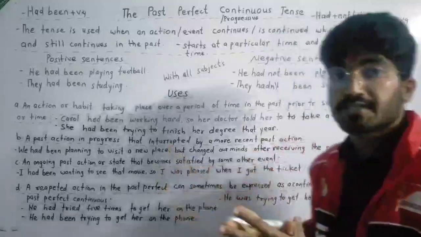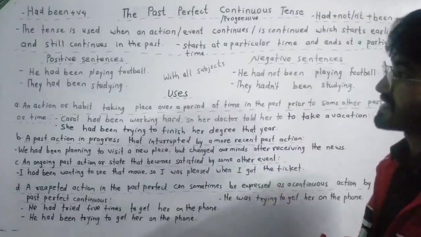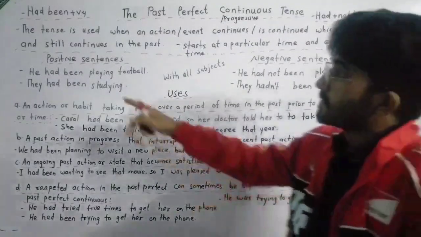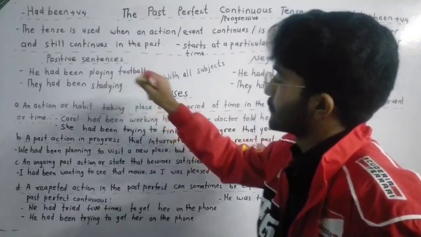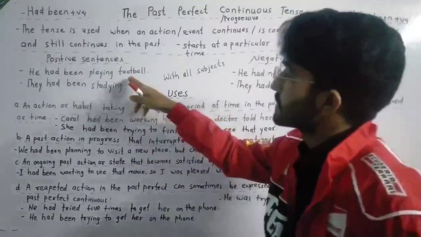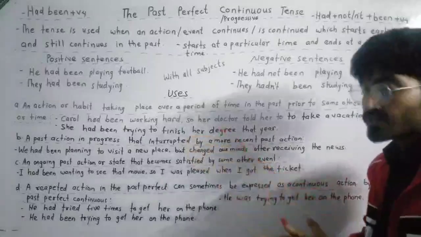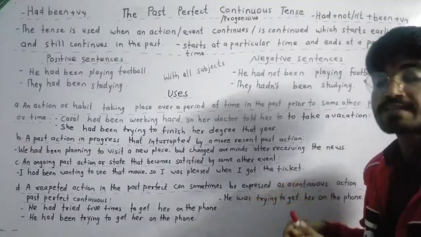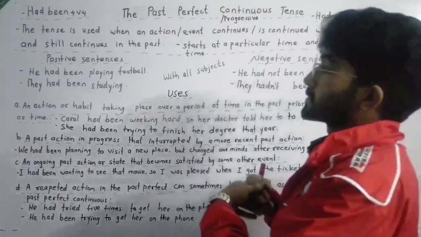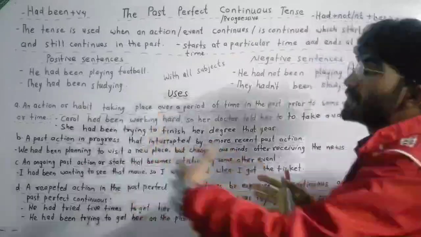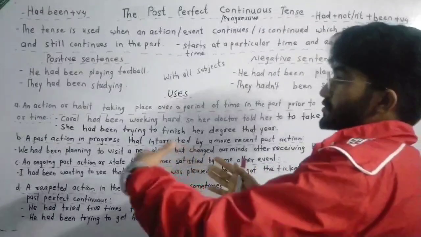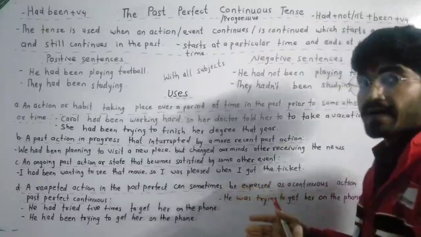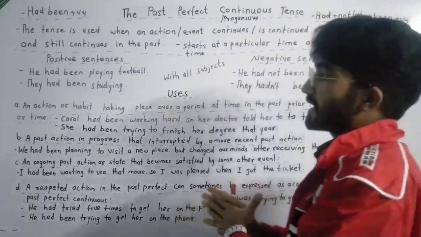How can we form positive sentences? Let's understand through sentences. Positive sentences. He had been playing football. He had been playing football in the past, not in the present. In the past, someone had been playing football. See, you can see a duration. Something in the past.